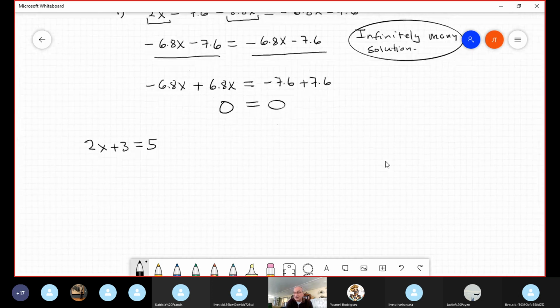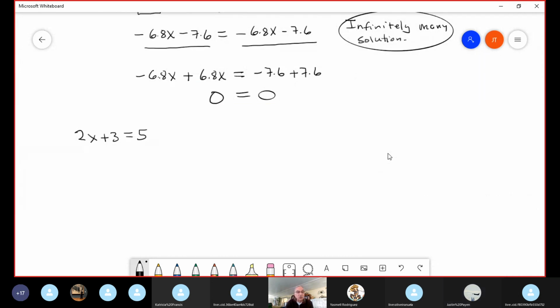You understand this? Suppose this elementary, kindergarten equation: 2x plus 3 equals 5. Well, 2x is equal to 5 minus 3, and 5 minus 3 is 2. Divided by 2 on both sides, x equals 1. This is a classical example in which you have one solution.